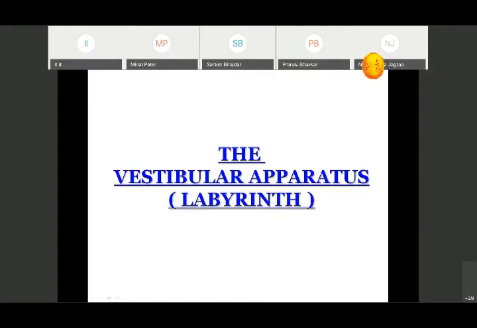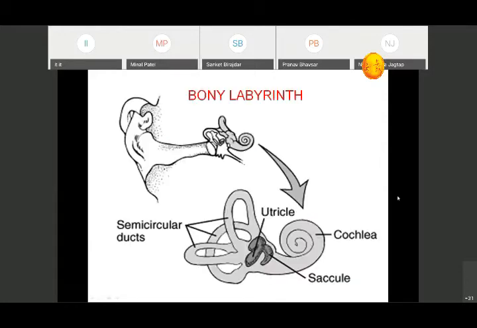Today we are going to start with the vestibular apparatus. This vestibular apparatus is located in the bony labyrinth. The bony labyrinth is present in the petrous portion of the temporal bone. In the petrous portion of the temporal bone, there is a labyrinth, that is, a bony labyrinth and a membranous labyrinth.